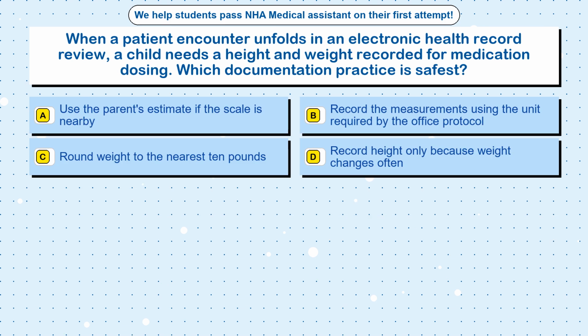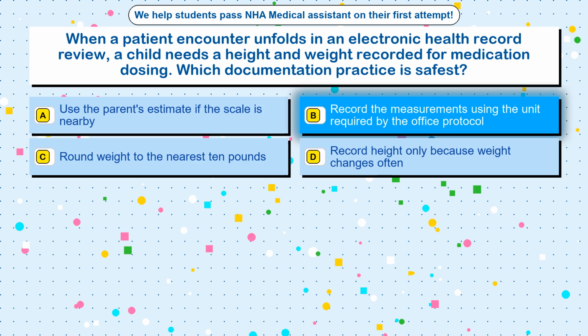Question 53. When a patient encounter unfolds in an electronic health record review, a child needs a height and weight recorded for medication dosing. Which documentation practice is safest? Option A. Use the parent's estimate if the scale is nearby. Option B. Record the measurements using the unit required by the office protocol. Option C. Round weight to the nearest 10 pounds. Option D. Record height only because weight changes often. The correct answer is option B.